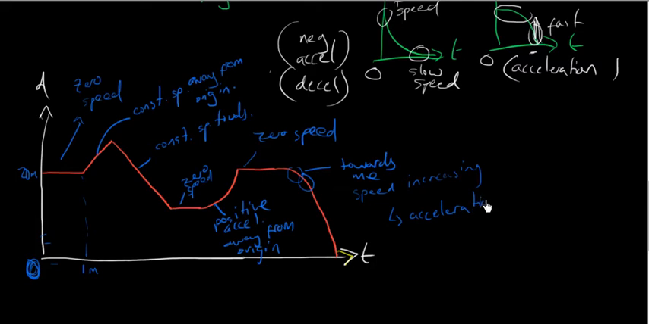Okay, and it's a positive acceleration because the speed is increasing, even though the gradient is negative and coming towards me. The speed goes from small gradient to big gradient, so the actual speed is increasing, and that's what's important to understand. And so the acceleration is positive and it's coming towards me.